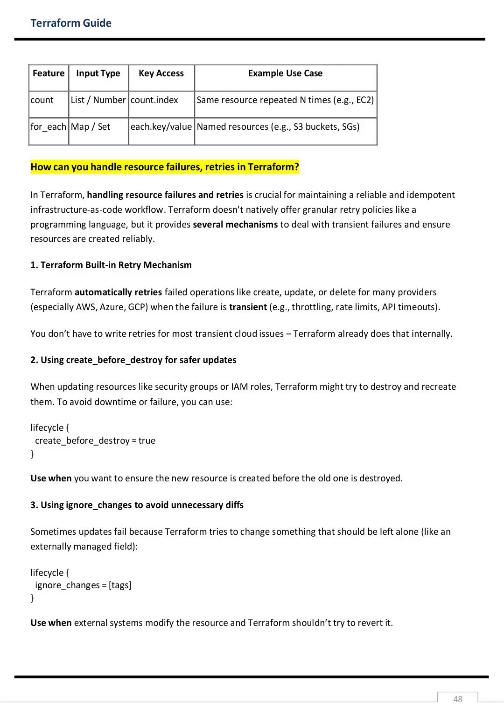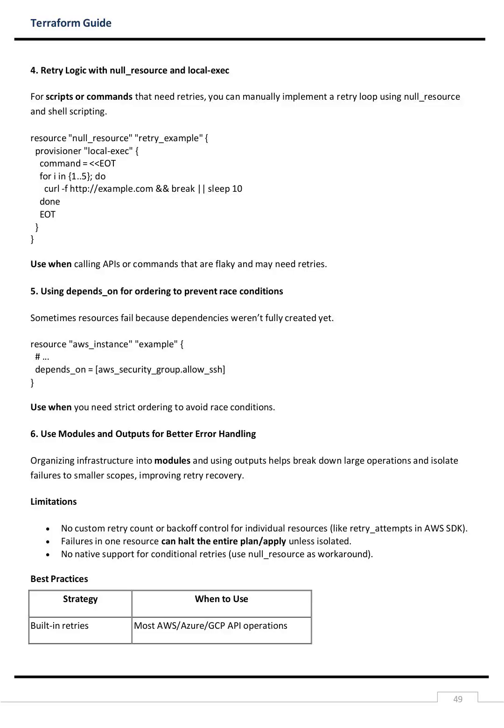4. Retry logic with null_resource and local-exec for scripts or commands that need retries. You can manually implement a retry loop using null_resource and shell scripting. Resource null_resource retry example. Do curl -f example and break, sleep 10, done, EOT. Use it when calling APIs or commands that are flaky and may need retries.